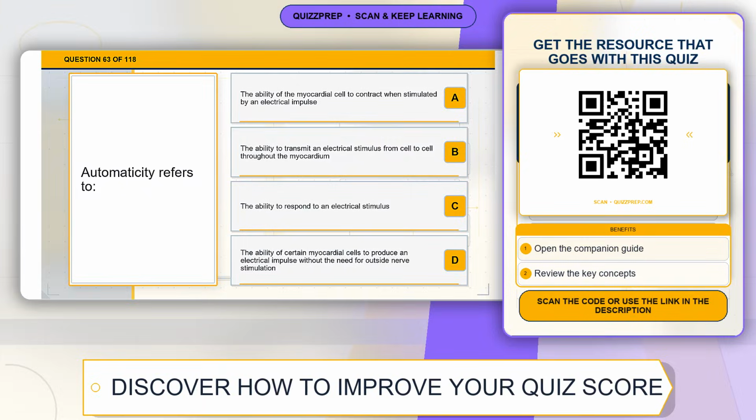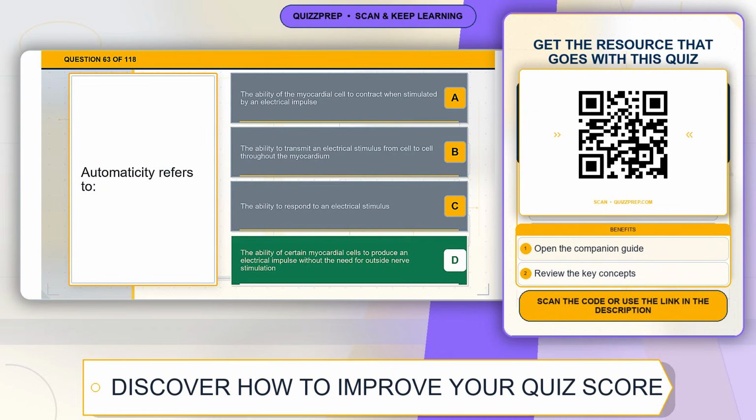Question 63. Automaticity refers to: Option A, the ability of the myocardial cell to contract when stimulated by an electrical impulse. Option B, the ability to transmit an electrical stimulus from cell to cell throughout the myocardium. Option C, the ability to respond to an electrical stimulus. Option D, the ability of certain myocardial cells to produce an electrical impulse without the need for outside nerve stimulation.